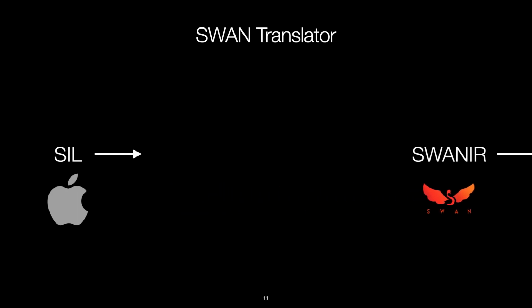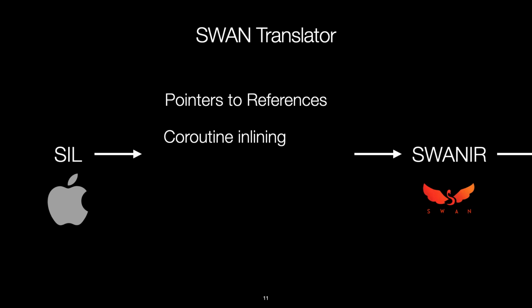Translating SIL to SWAN IR is the most complex part of the translation process. For instance, WALA IR, and naturally by extension SWAN IR, is a reference-based representation, while SIL is a pointer-based language. Therefore, pointers are converted into references through a technique called field aliasing. WALA also doesn't support coroutines, so SIL's asymmetric coroutines are inlined.